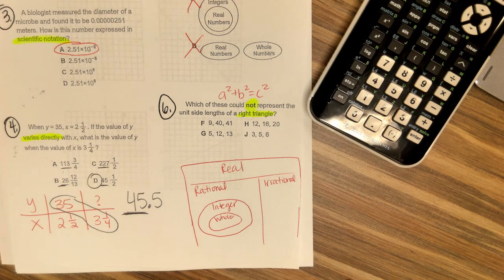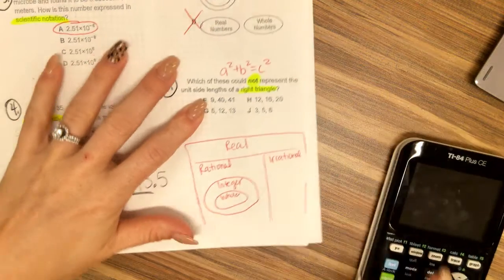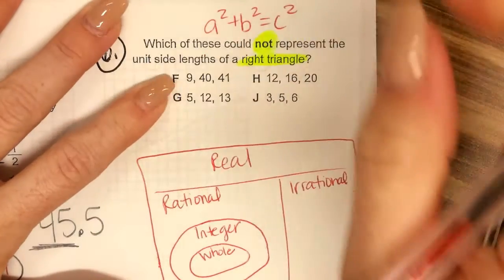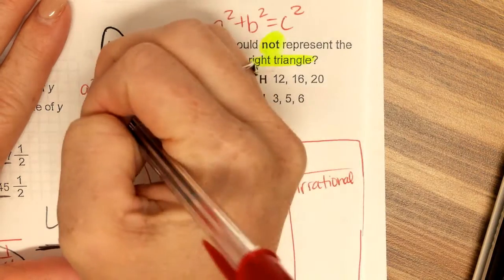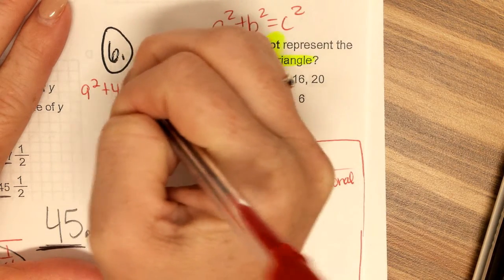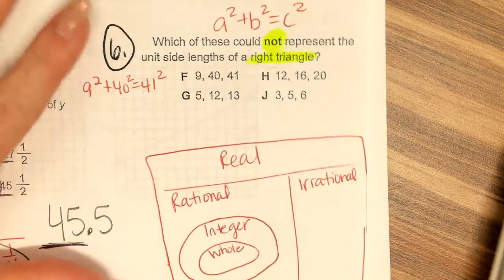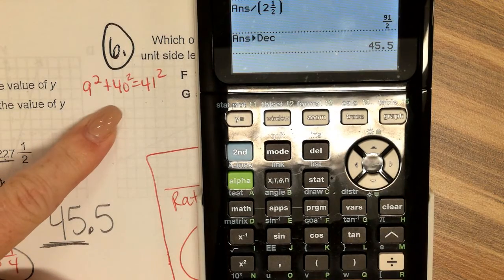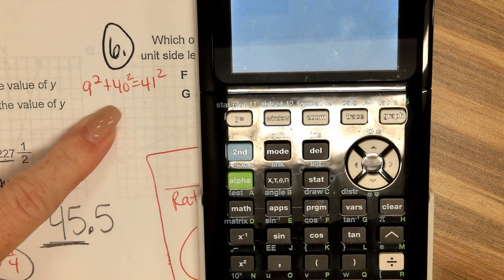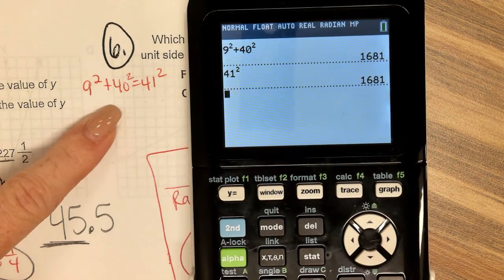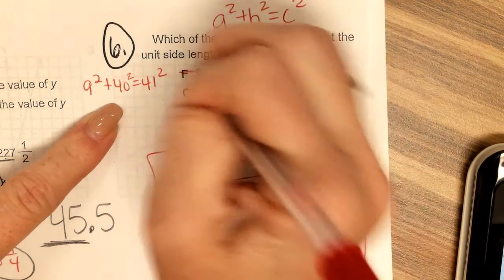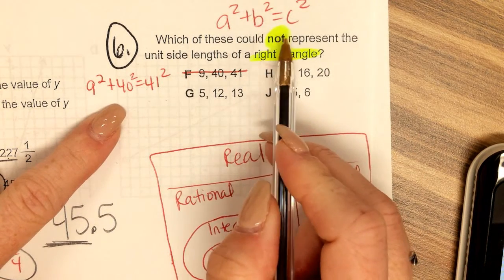All right, let's go over it. How would you set up F? 9 squared, come on, plus 40 squared equals 41 squared. So we're looking for the one that's not true. So 9 squared plus 40 squared, and then 41 squared. Do those equal? So that one is true, and we're looking for the one that's not.